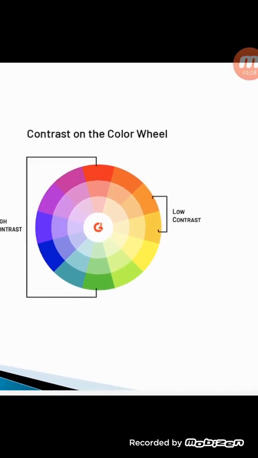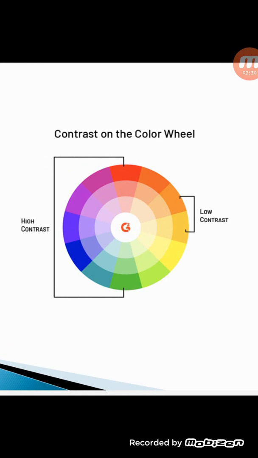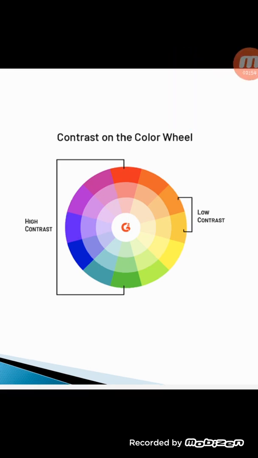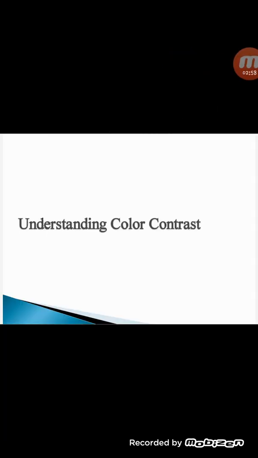For example, red, orange, and orange are colors that have low contrast. Red and green are colors that have high contrast. Red and green are contrasting colors. You can see the high and low contrast.